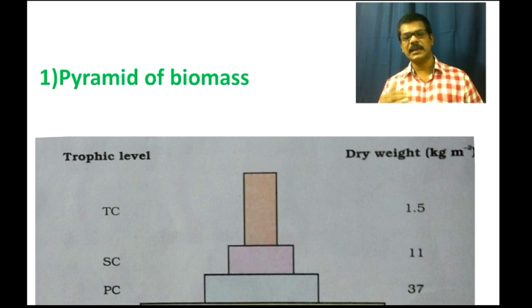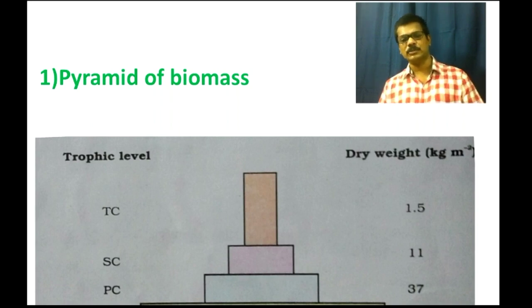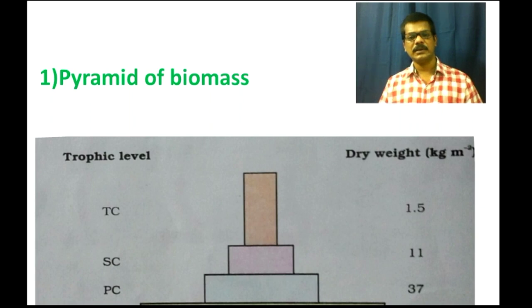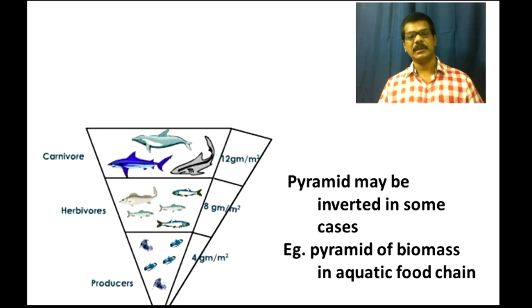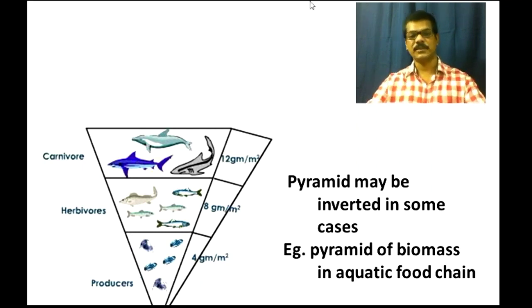There is a great reduction in the biomass of organisms in the higher trophic levels. Reduction may be comparatively less in lower trophic levels, means producer level to the primary consumer, whereas when we are going to the last trophic level, the reduction in the weight of the organism is very high. Then there may be inverted pyramids also in some food chains.